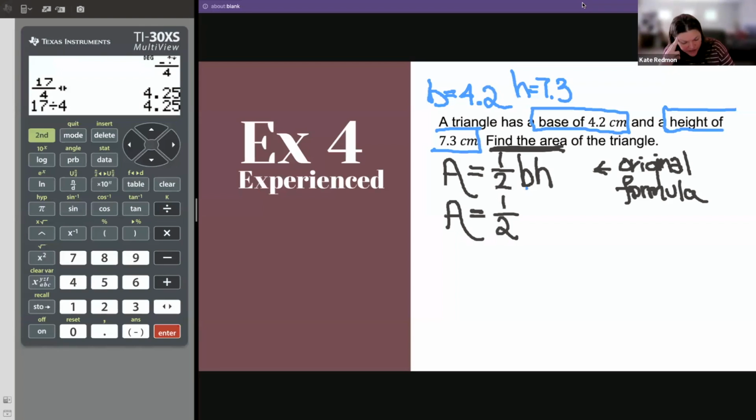Now, don't let the fraction freak you out. The 1/2, the B, and the H, they're all shoved together, so they're all multiplying. So my B will be in parentheses, and my H will be in parentheses. Awesome. What did you say B was, Mason? 4.2. And what did you say H was, the height? 7.3. Beautiful.